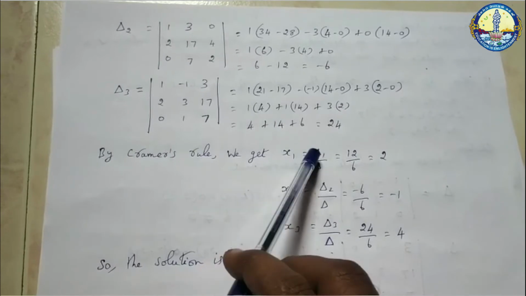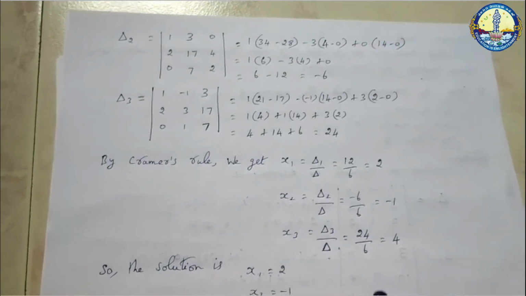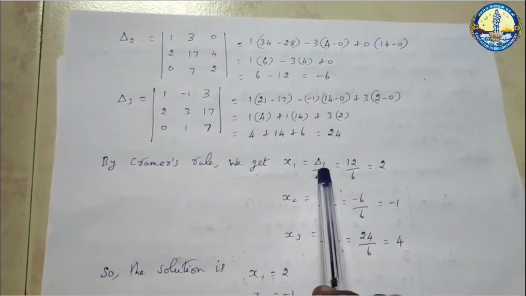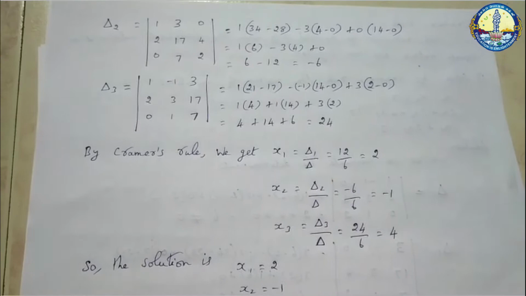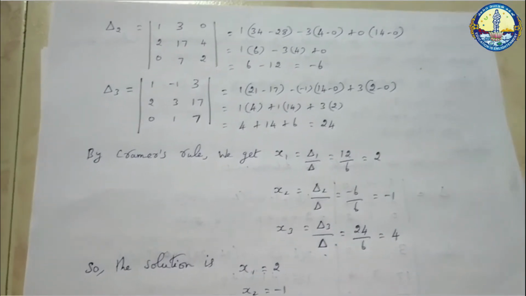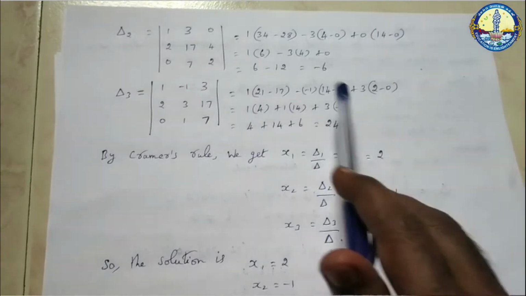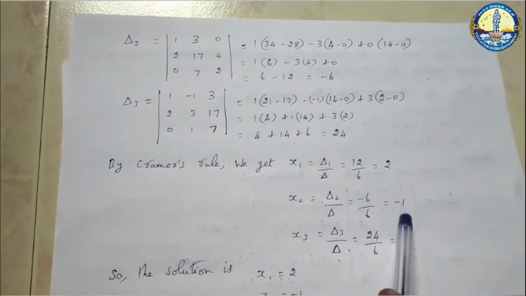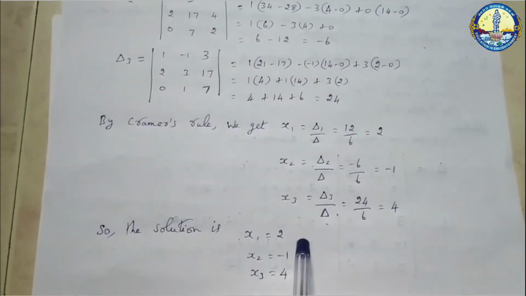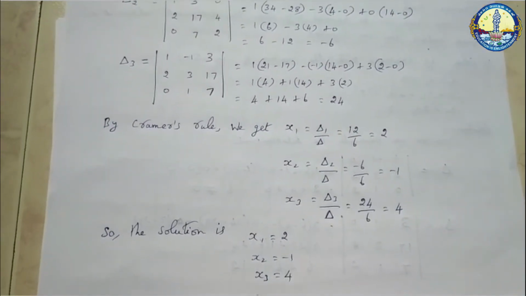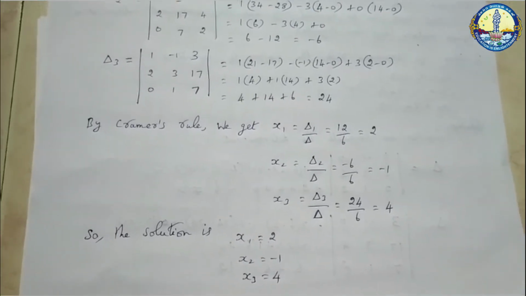The formula for x1 is del 1 by del. So obviously del should be not equal to 0. If del is 0, then this is invalid. That's why for Cramer's rule the del value should be not equal to 0. Del 1 we already found, 12 by 6 is 2; del 2 is minus 6, minus 6 by 6 is minus 1; and del 3 is 24 by 6, which is 4. The solution is x1 equals 2, x2 equals minus 1, x3 equals 4. So this is the method of finding the solution using Cramer's rule.